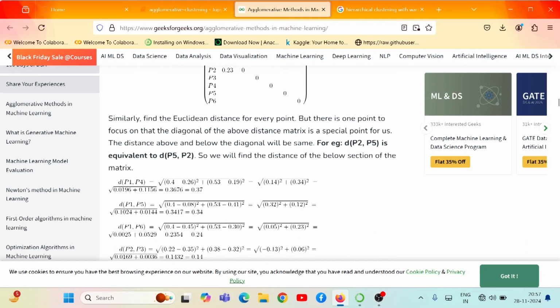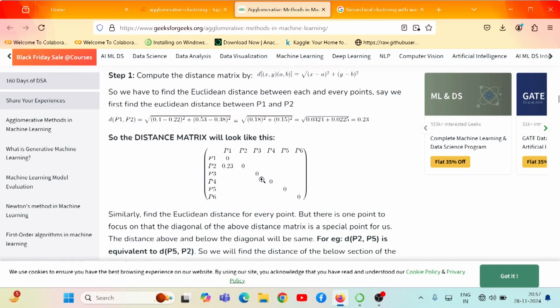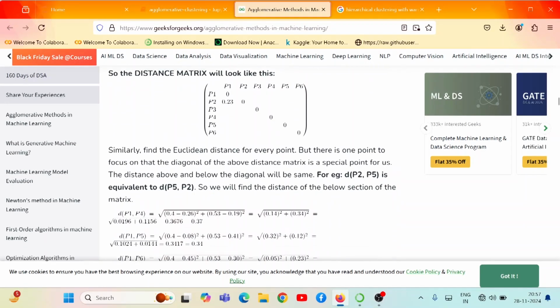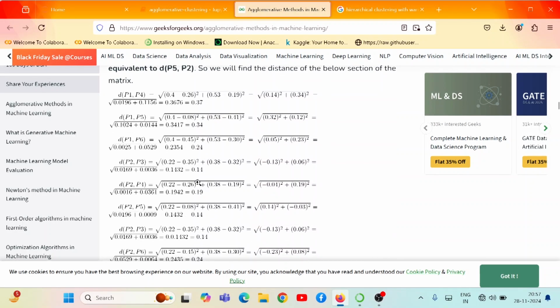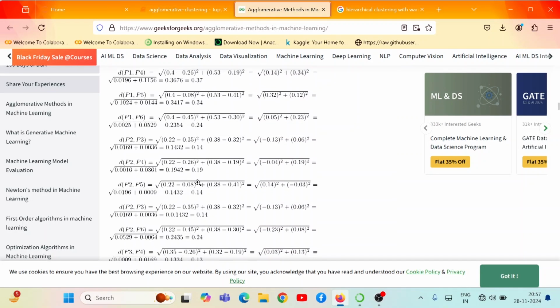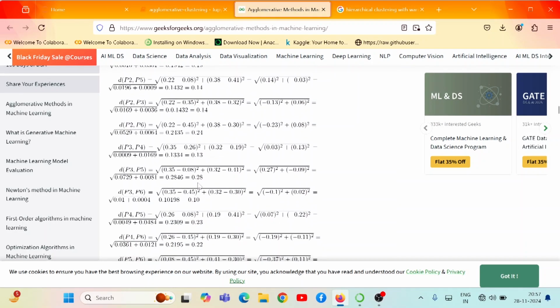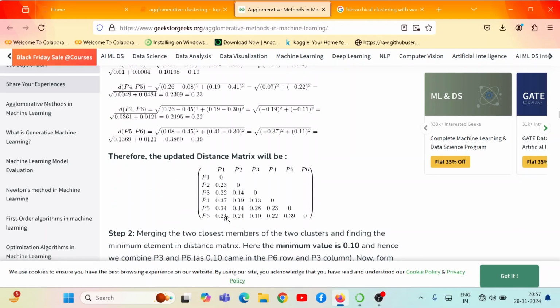So if you calculate it, because we know the coordinates of all the data points, we simply use this Euclidean distance formula and solve it one by one. After solving, you will get this matrix, which basically has the distance from one point to the other remaining points. So P2 to P1, this was a distance, P3 to P1, this was a distance, and subsequently the other distance measures we have in this matrix.